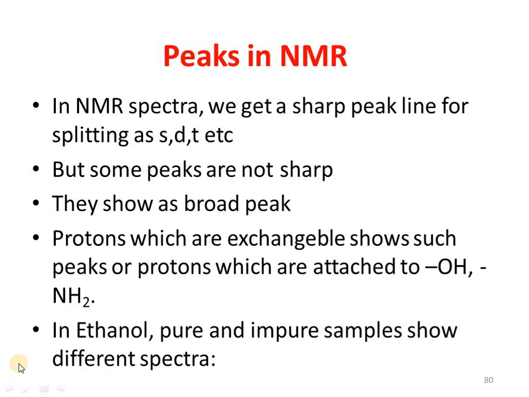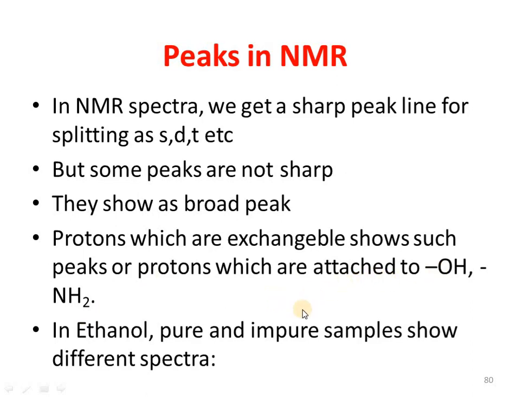In NMR spectra we get a sharp peak line for splitting as singlet, doublet, triplet, etc. We have done this in an earlier lecture, and in that we have seen that peaks are sharp, but some peaks are not sharp and they exist as broad peaks. These are due to the exchangeable protons, such as protons which are attached to OH group, NH2 group. These protons which are exchangeable show broad peaks.